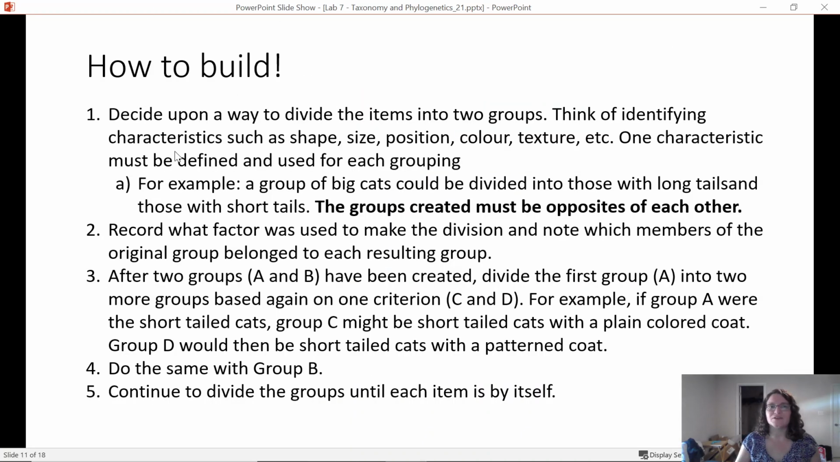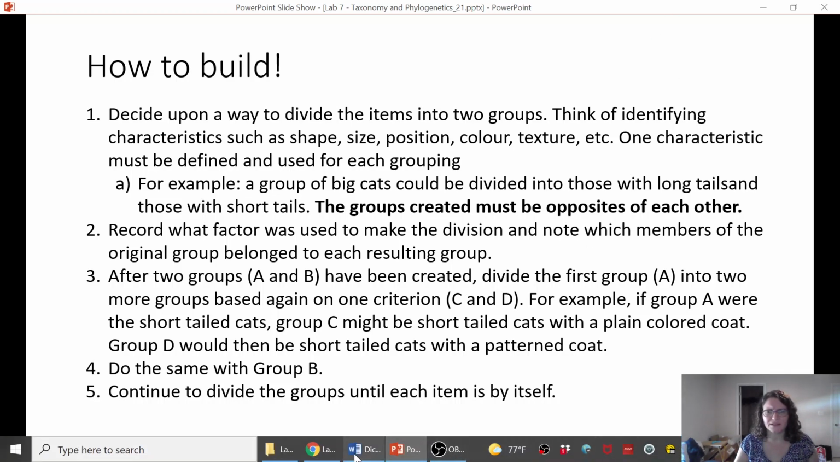The idea is that you're going to decide first on a way to divide the items into two groups. So this is an instruction. It's a lot of words. I'm not going to read it out. But the idea is that you have a characteristic that you define, you use for each grouping. The groups created must be opposites of each other, okay? Which is why I usually use the question and then there's a yes or a no, okay? Does it have... or you can also say has spines, doesn't have spines. Or you can do, there's a variety of things you can do, okay?